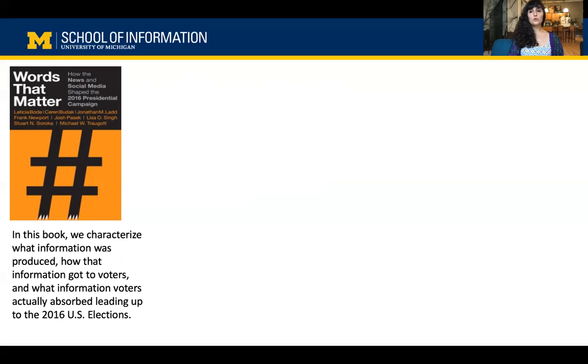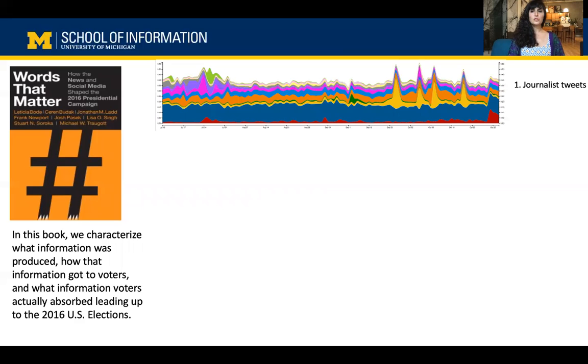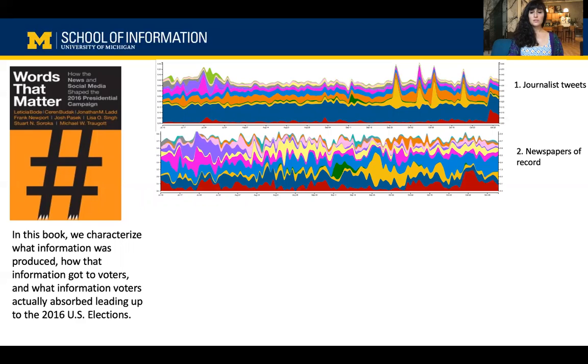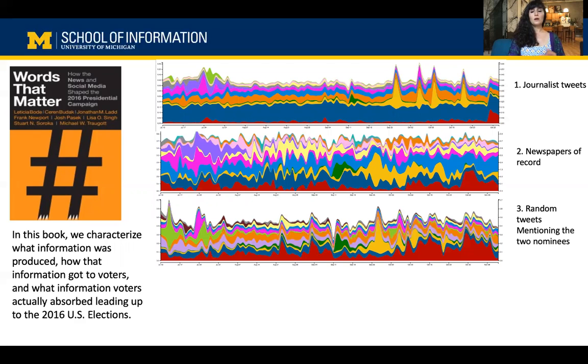Here, I'm just going to mention one set of results through a showing of 4 layered cake graphs that describe the topics that we observe across various data streams. So first data stream is journalist tweets. The second one is the content of the articles published by papers of record. Third is what the general audience, the public, is tweeting when mentioning the 2 nominees.